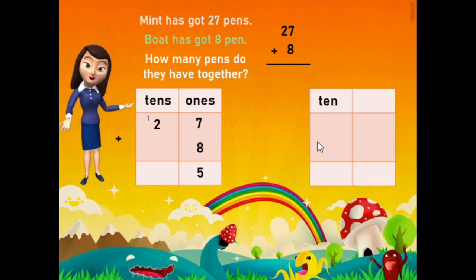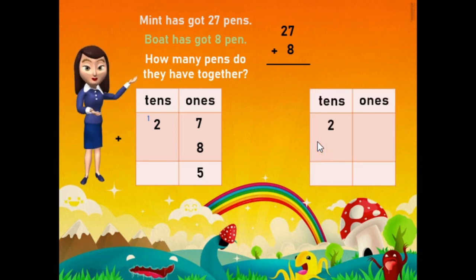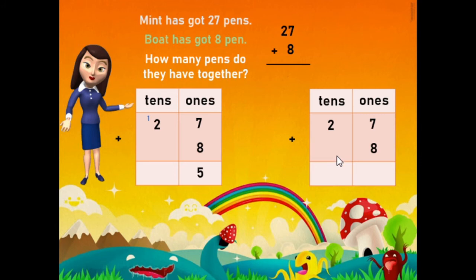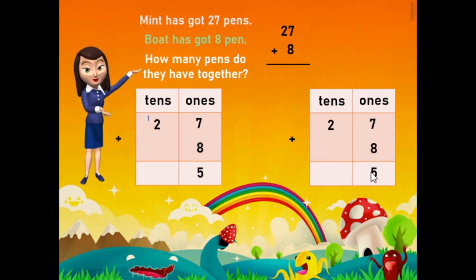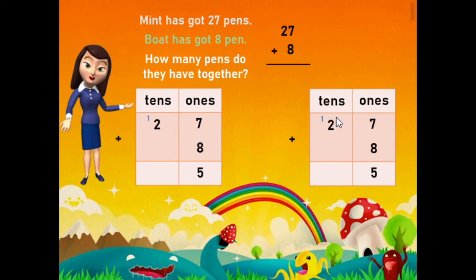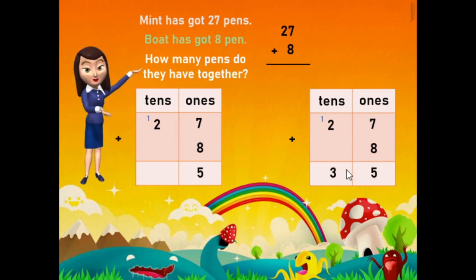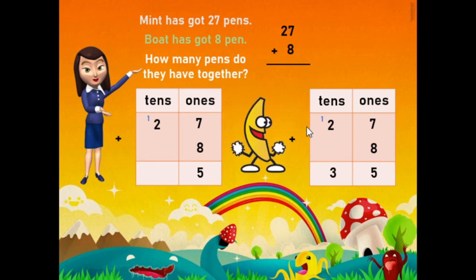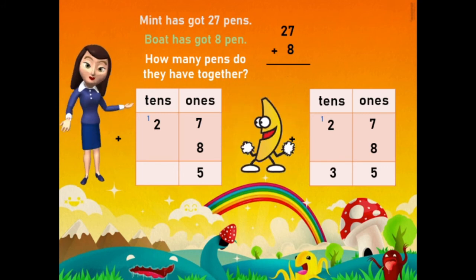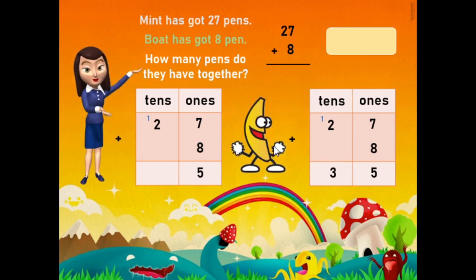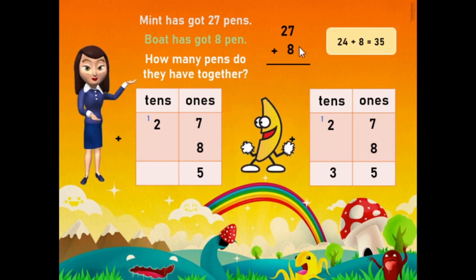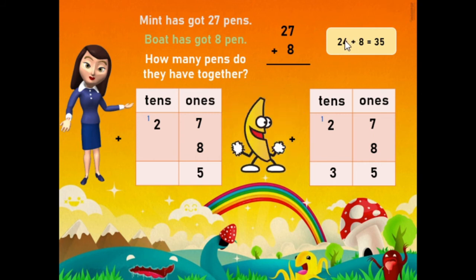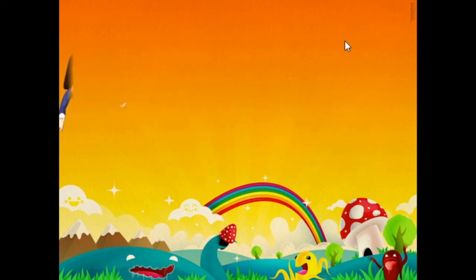Now the next step would be tens, ones, 2, 7, 8, 5, 1, 3. Therefore, our final answer, as I have said, is 27 plus 8 equals 35.